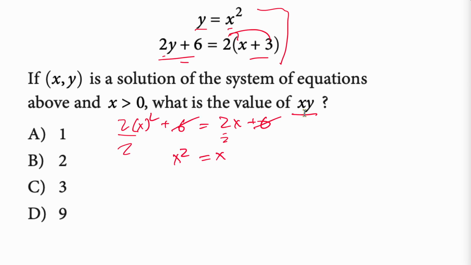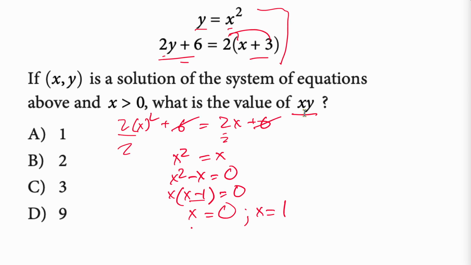Then that gives me x squared minus x equals 0. And then I factor out the x. So I have x times (x minus 1) equals 0. So there are two values for x, right? x equals 0, or x equals 1. So we have two values for x, right? Based on these two equations, we have two values for x.